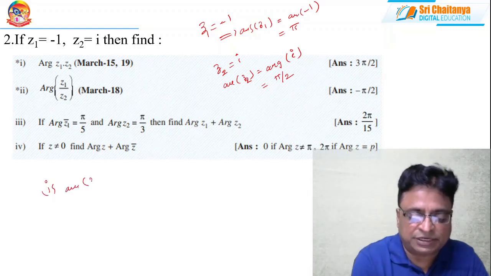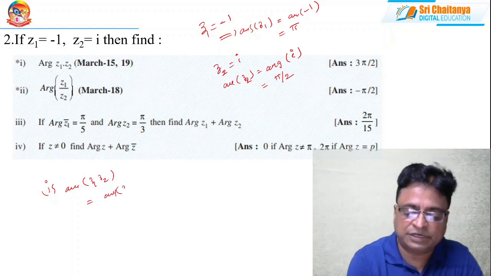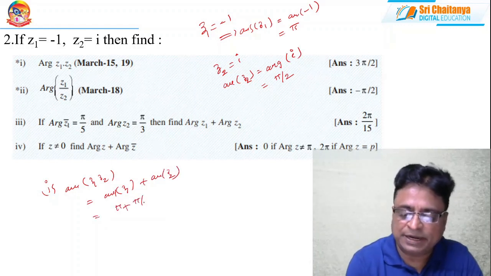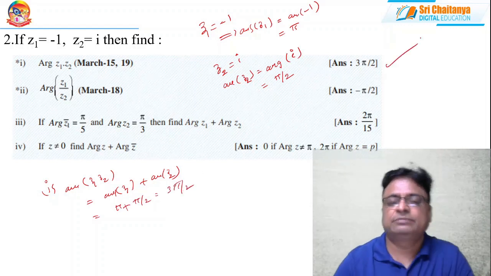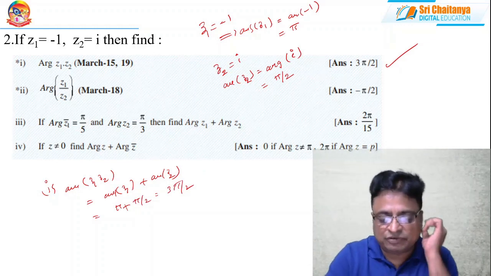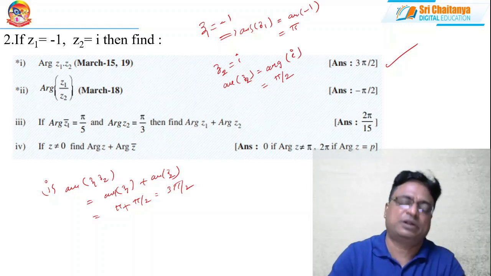Now coming to the first question. Argument of Z1 Z2. We know that argument of Z1 Z2 is argument Z1 plus argument Z2. So that is what? Pi plus pi by 2. That is 3 pi by 2. Got it? My friends, actually argument of Z1 Z2 is equal to argument Z1 plus argument Z2 is possible only for arguments, not for principal arguments.